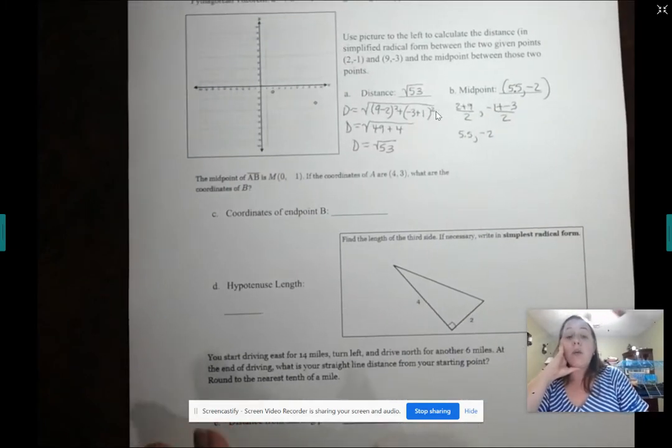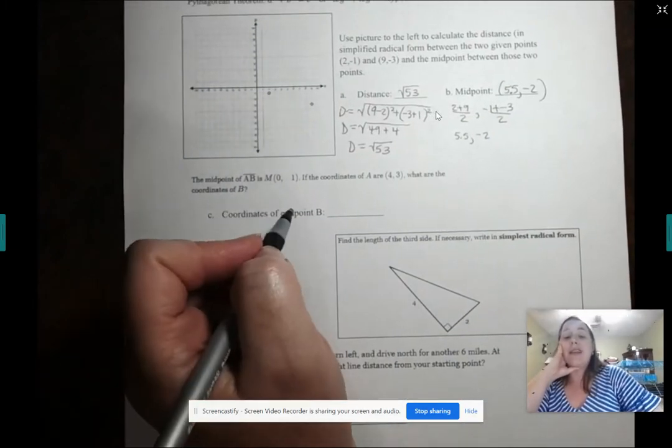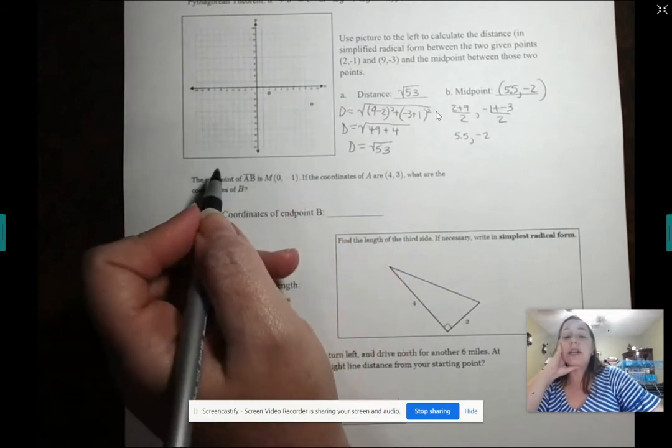Okay, and then there's what if you have the midpoint and you're looking for the other side? You've got one side's endpoint, you need the other side's.